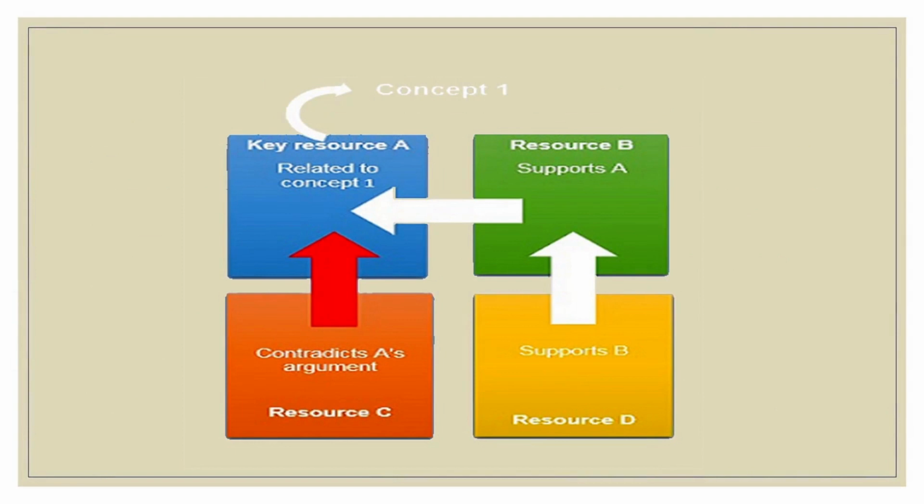And so here is a picture. Look at this. So you have 4 kinds of sources: A, B, C, and D. So through the picture, we understand that resource B is supporting the concept of A, and even resource D is supporting A. That means it supports key source, resource A, indirectly. And you could see that resource C is completely contradicting resource A's argument. This is how your literature review should be.